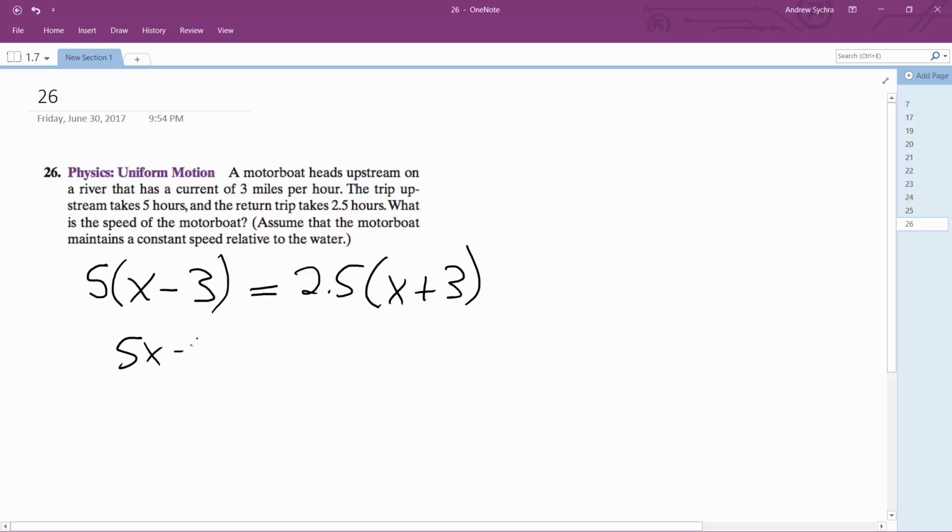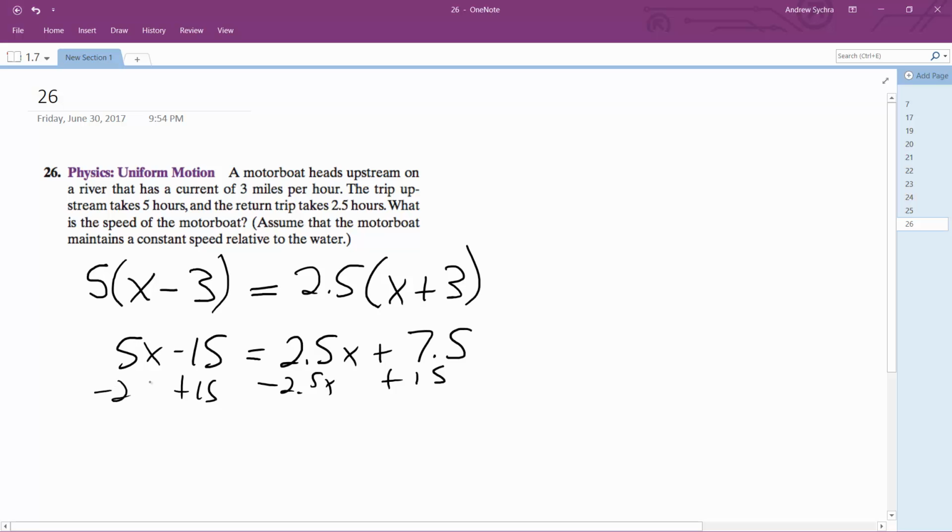So we get 5x minus 15 is equal to 2.5x plus 7.5. Plus 15 on both sides, then minus 2.5x on both sides, and we get 2.5x is equal to 22.5. Shoot, 7.5 plus 15 is 22.5.